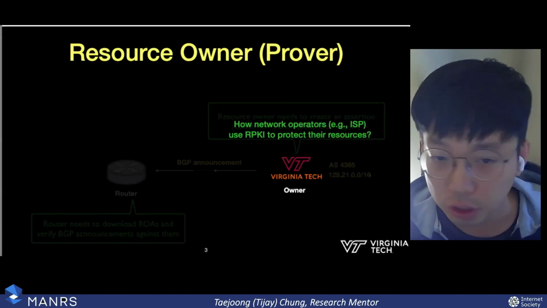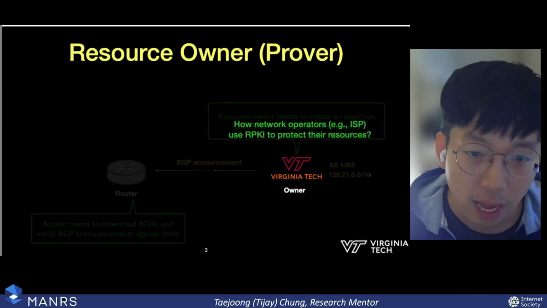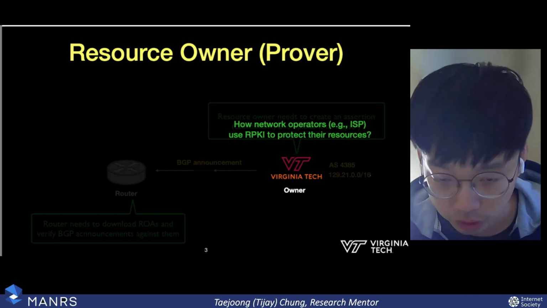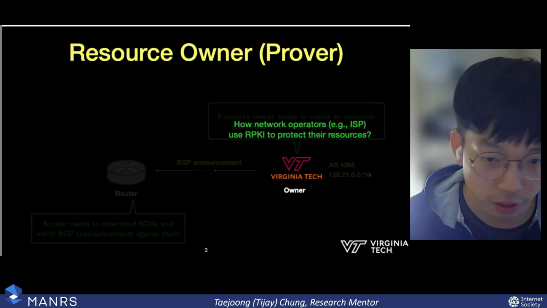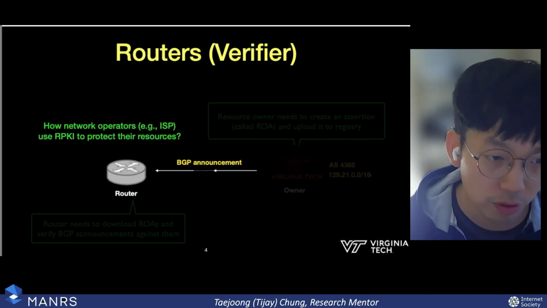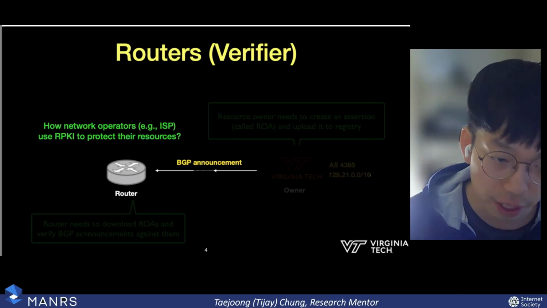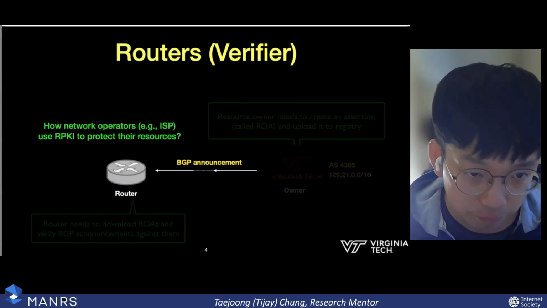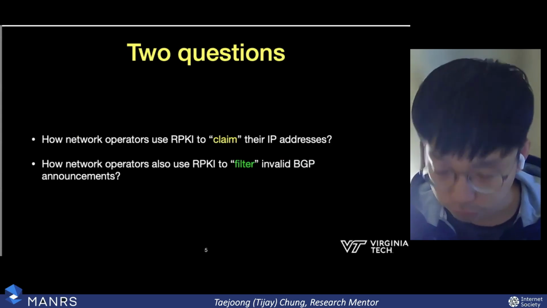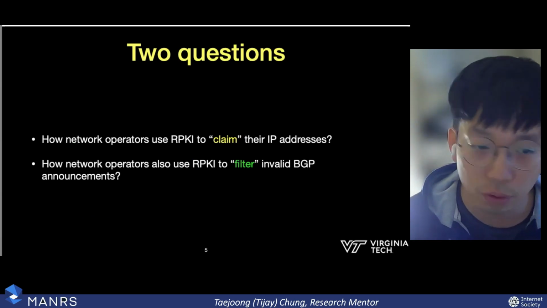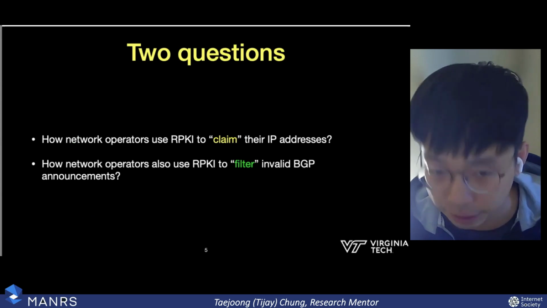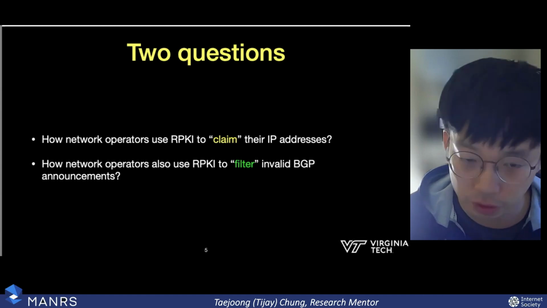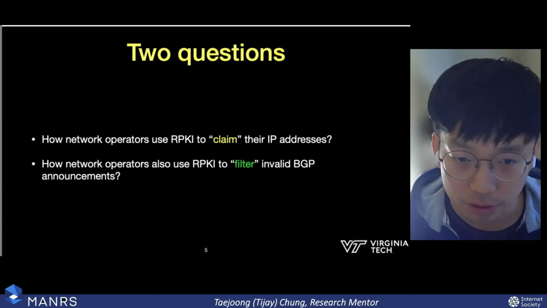So there can be two questions here. The first one is how network owners, resource owners, use RPKI to protect their resources. And the other is the verifier's perspective, which is how network operators and routers use RPKI to protect other resources. So there are two research questions. The first one is how network operators use RPKI to claim their IP addresses. And the other one is how network operators use RPKI to filter out invalid BGP announcements.